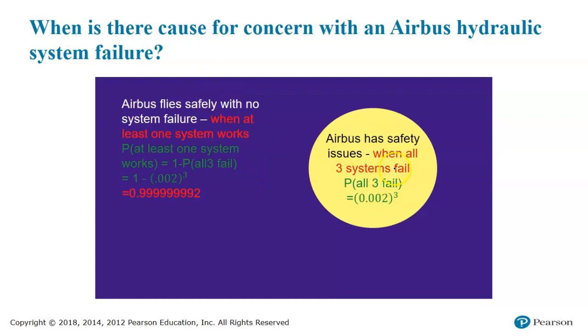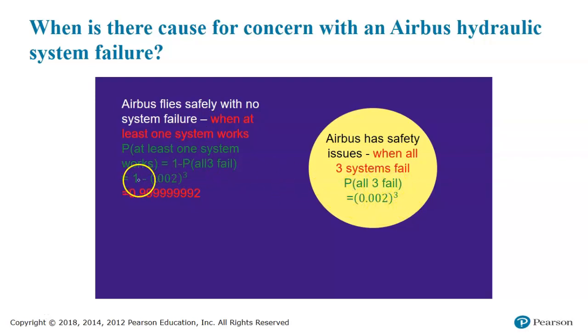When we look at this, the probability that all 3 systems fail would be the probability of a failure raised to the 3rd power. We assume our systems are independent because if they were dependent on each other and one failed, then it's going to wipe out all the rest. So they have to be independent with this. So the probability that they all 3 fail is 0.002 to the 3rd power. So the probability that it's going to fly safely with no system failure is going to be the complement to that.